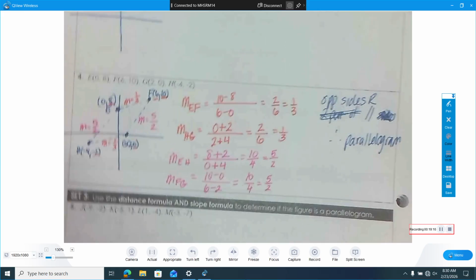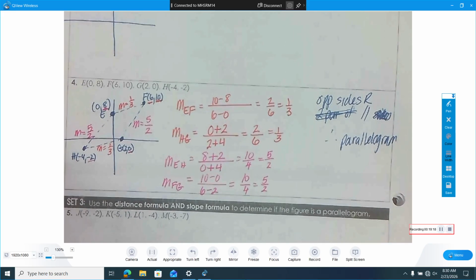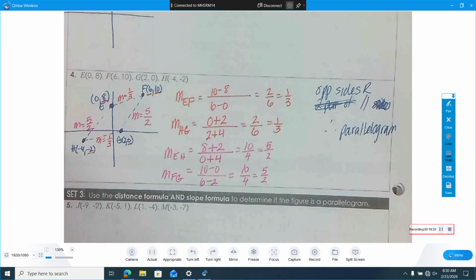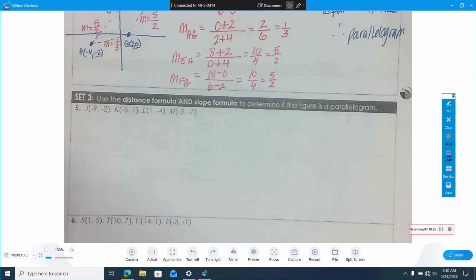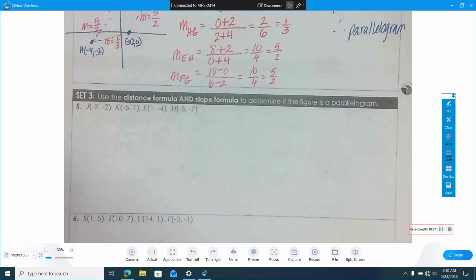All right, questions? Is it going to take forever? I doubt it. But you only have to do it for one pair of sides. So it's kind of the same amount of work.